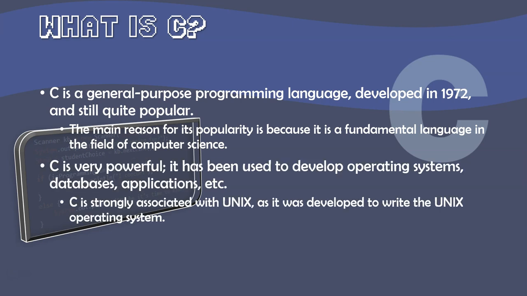Now, C is very powerful. It's been used to develop operating systems, databases, applications, etc. And it's also very strongly associated with Unix, as it was developed primarily to help write the Unix operating system.